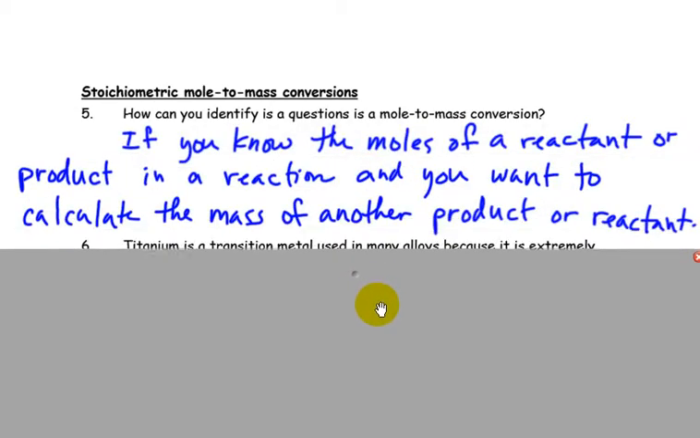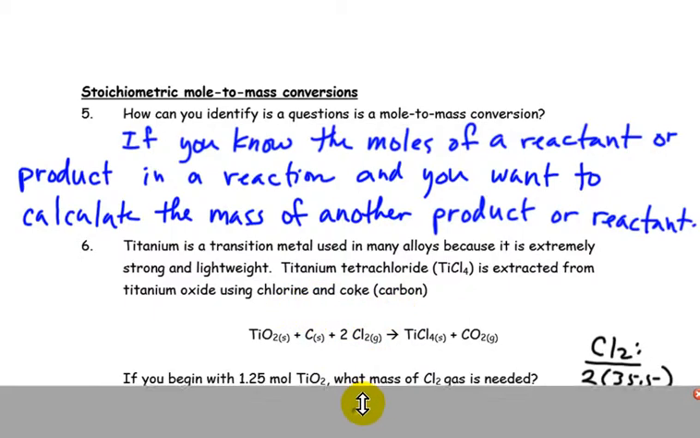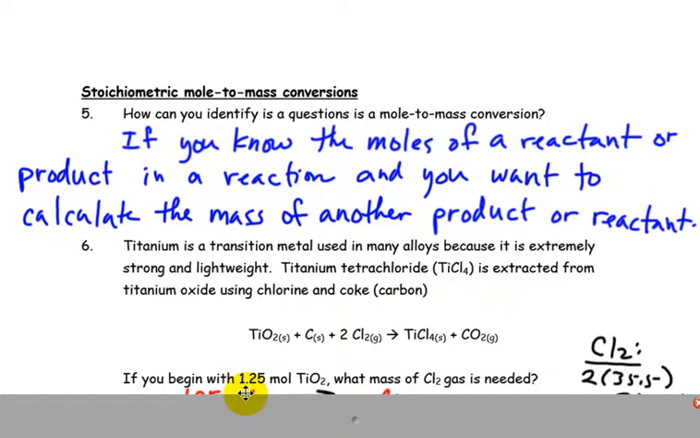How do you know if you're dealing with a mole to mass reaction? You know it if your reactant or product that you know is in moles and you want to calculate mass of some other product or reactant. So we'll take a look at an example. Titanium is a transition metal used in many alloys because it's extremely strong and lightweight. Titanium tetrachloride is extracted from titanium oxide using chlorine and carbon. Okay, so there's the reaction. If you begin with 1.25 moles of titanium oxide, what mass of chlorine gas is needed?